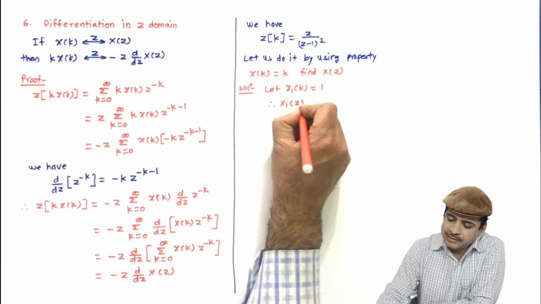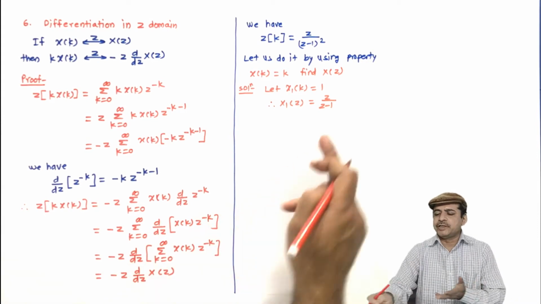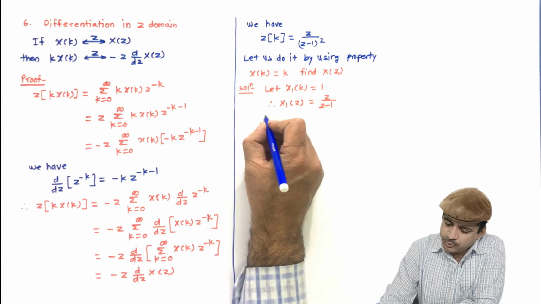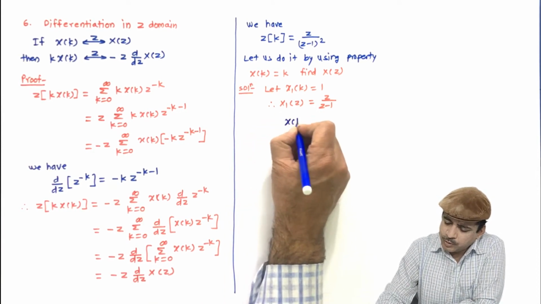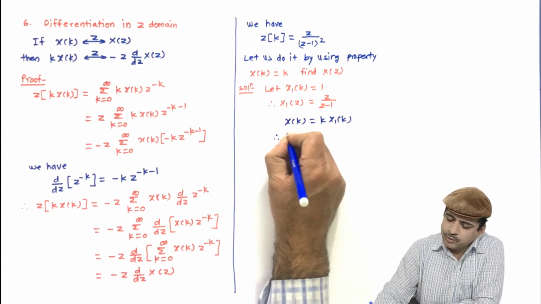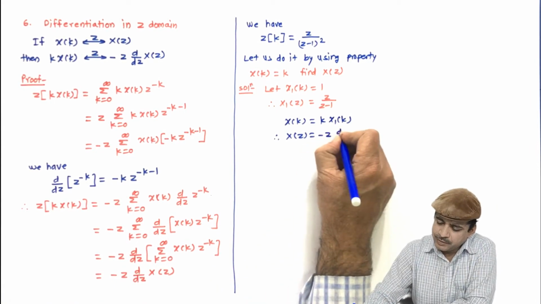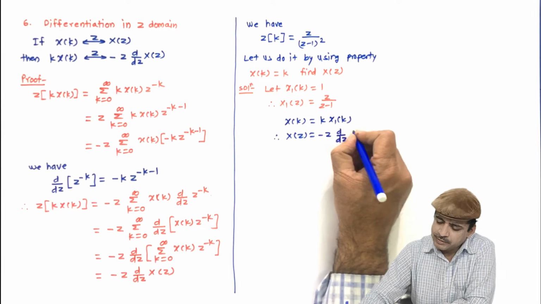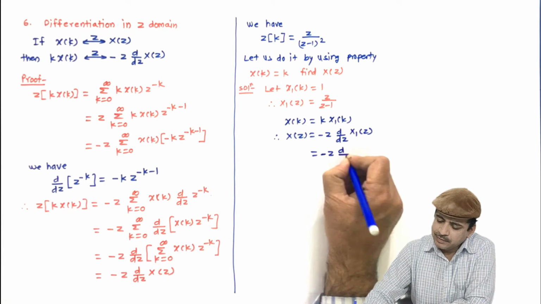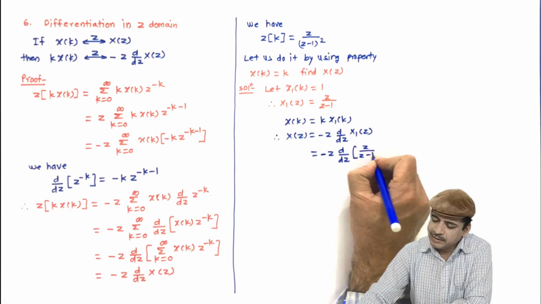So X1(z) will be z upon z minus 1. The z-transform of 1 is z upon z minus 1, which is standard. And also, x(k) will be equal to k times x1(k). So now X(z), using this property, is minus z d by dz of X1(z). So this is equal to minus z into d by dz of z upon z minus 1.